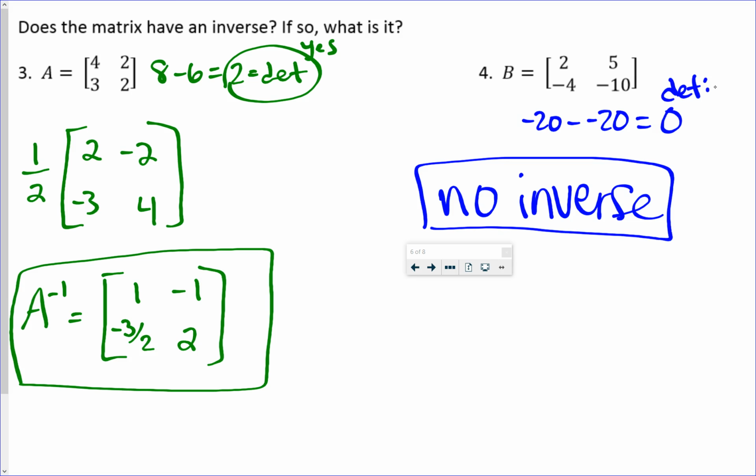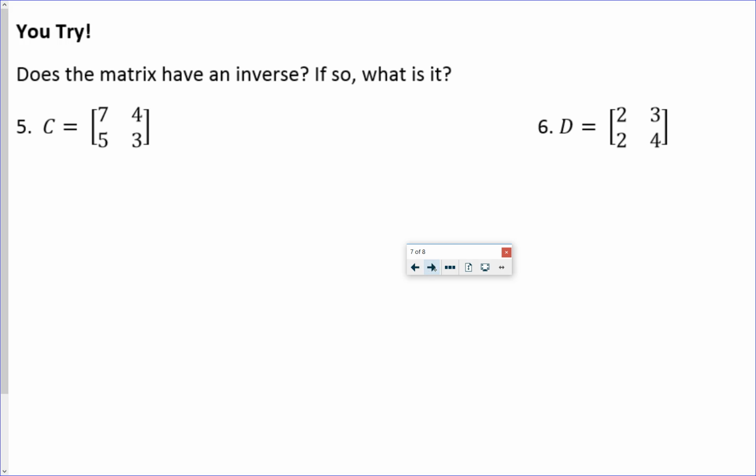I want you to do number 5. So what is the inverse of matrix C?